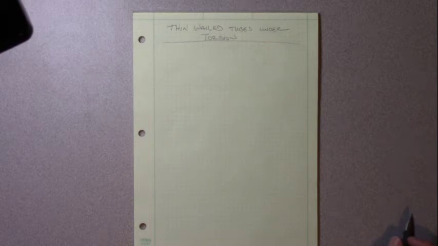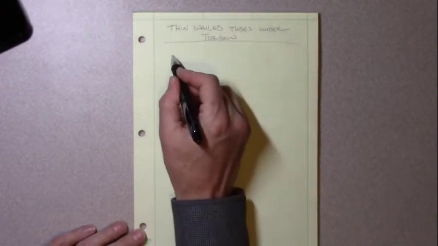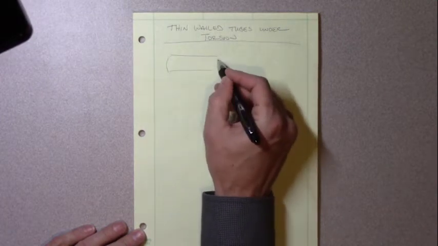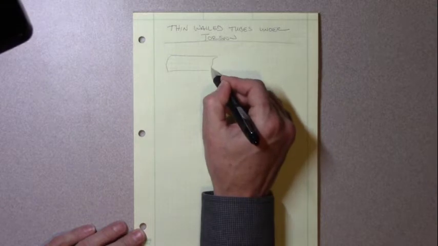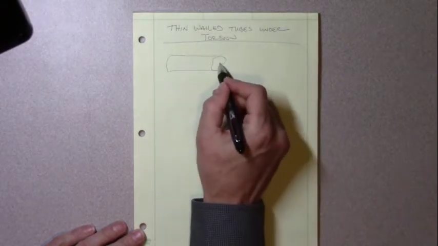We're going to be covering Chapter 3, Section 11. This is thin-walled tubes under torsion. When we're talking about thin-walled tubes, we have a shape or a tube that doesn't necessarily have a circular shape, but it has some other shape associated with it. And this tube is under torsion.